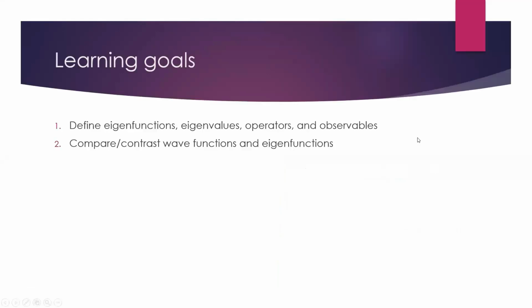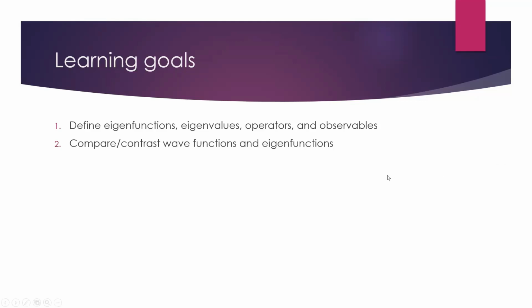So the learning goals for today are going to be the definition of these terms, so eigenfunctions, eigenvalues, operators, and observables, and how we use those. And then what we want to do is be clear to distinguish between wave functions and eigenfunctions. So we're going to get a lot of terminology here, and those two are very important terms, and they're also sometimes the same thing, sometimes not the same thing. So we want to be sure we can know what we're talking about when we use these terms.